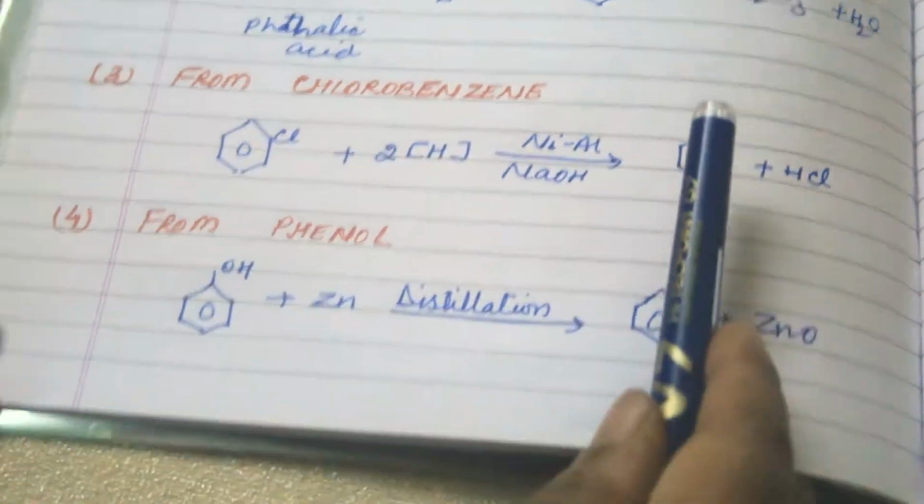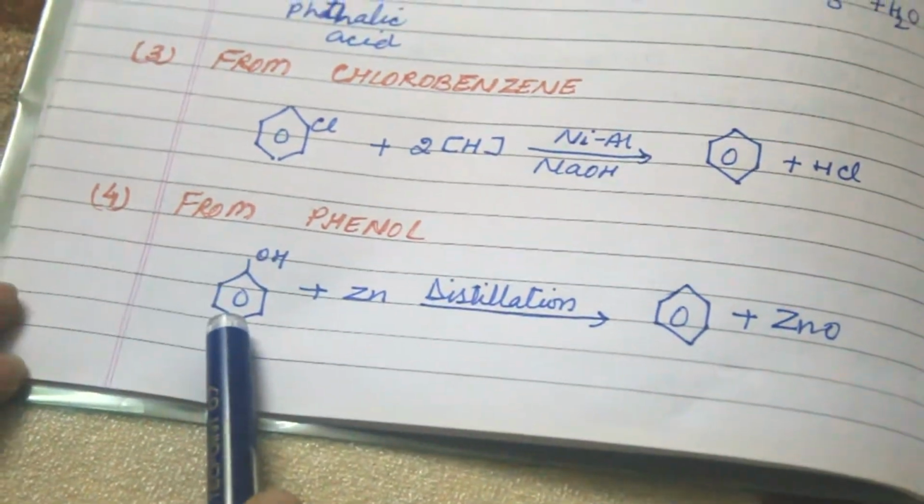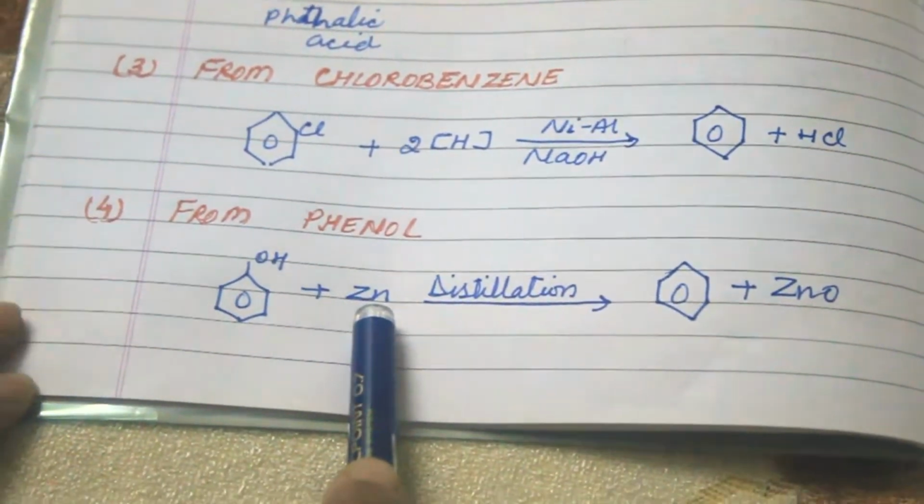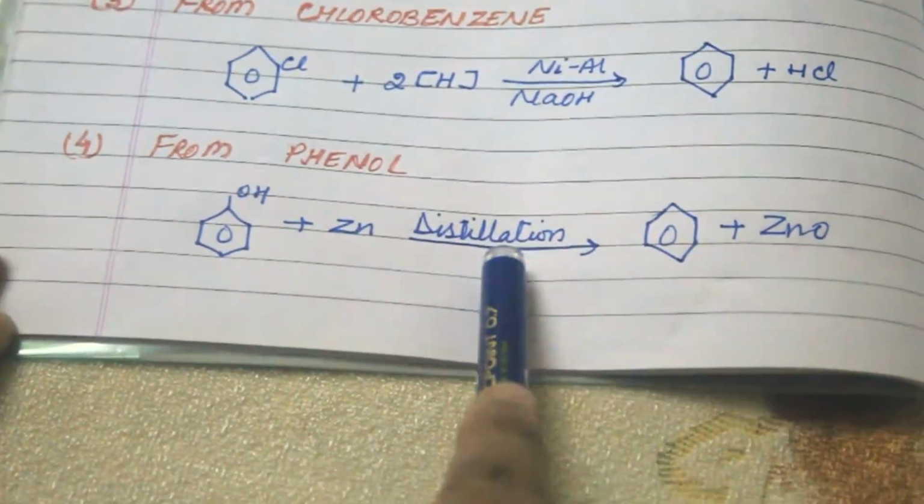From phenol: when an OH functional group is attached to the benzene, it is known as phenol. When phenol reacts with zinc, distillation takes place. After that, benzene is formed.